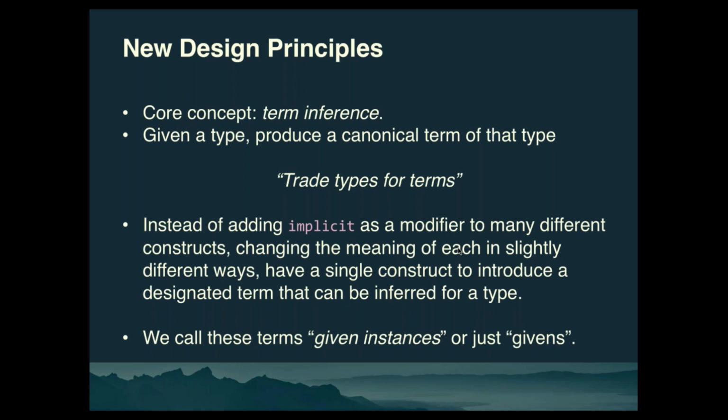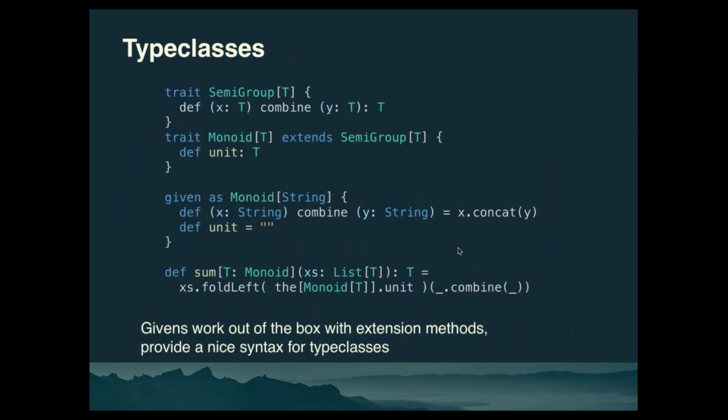Trade types for terms. Instead of adding implicit as a modifier to many different constructs, changing the meaning of each in slightly different ways, we have a single construct to introduce a designated term that can be inferred for a type. We call these terms the given instances, or just givens. So that's the idea behind it. I'll take you through some of the ramifications of that.